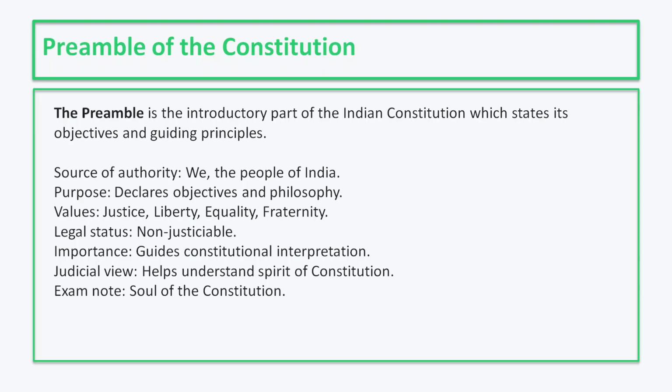The first and most important line is "We, the people of India." We need to remember this, it's very important. The preamble begins with "We, the people of India." This line itself tells us something very powerful. It means the Constitution does not get its authority from the king or from the parliament or from the government. It gets its authority from the people, from us.